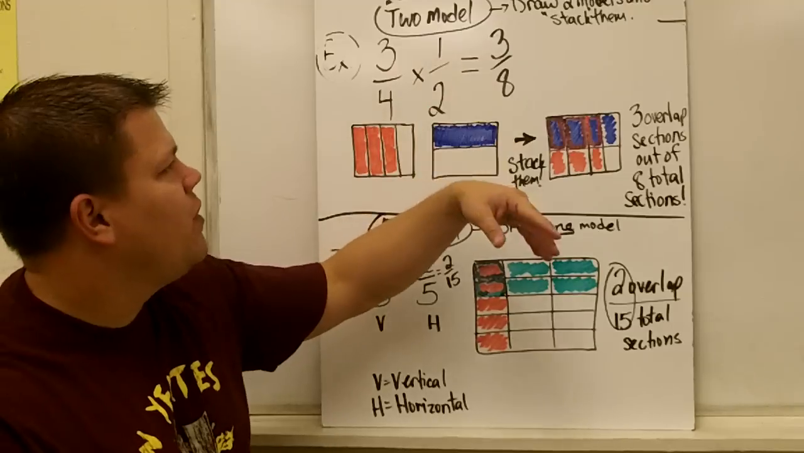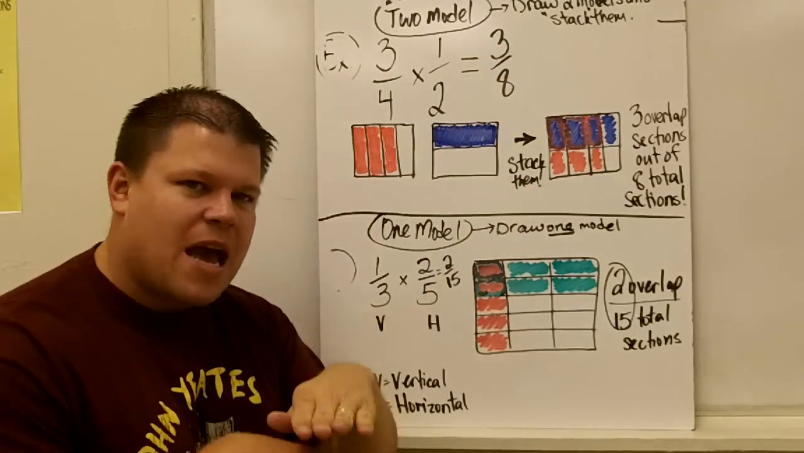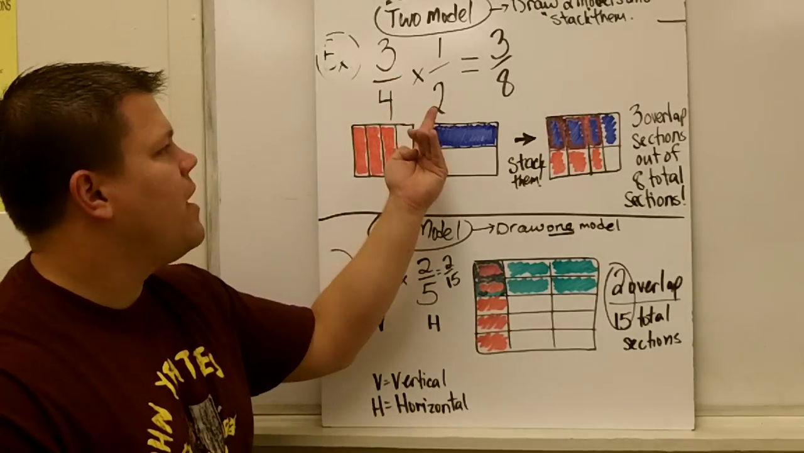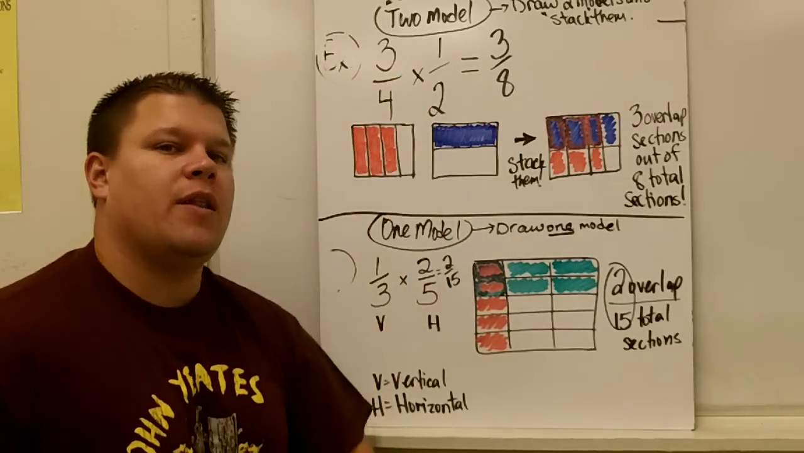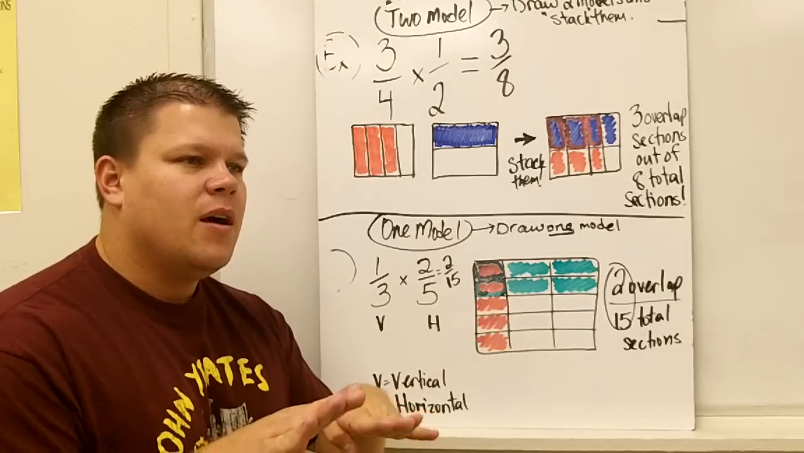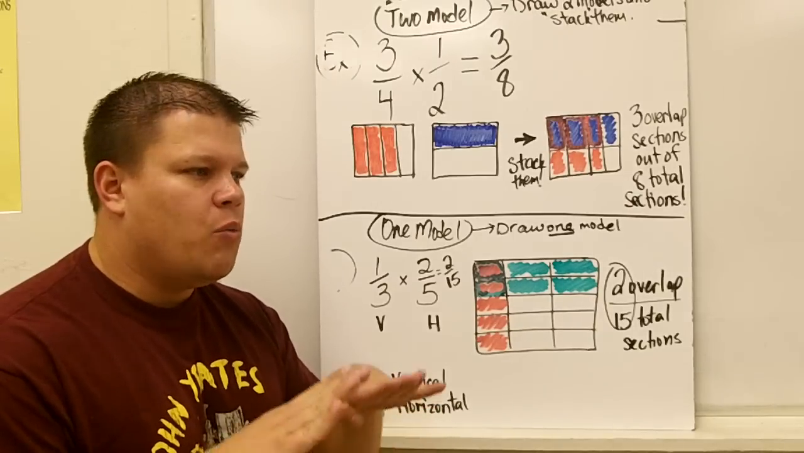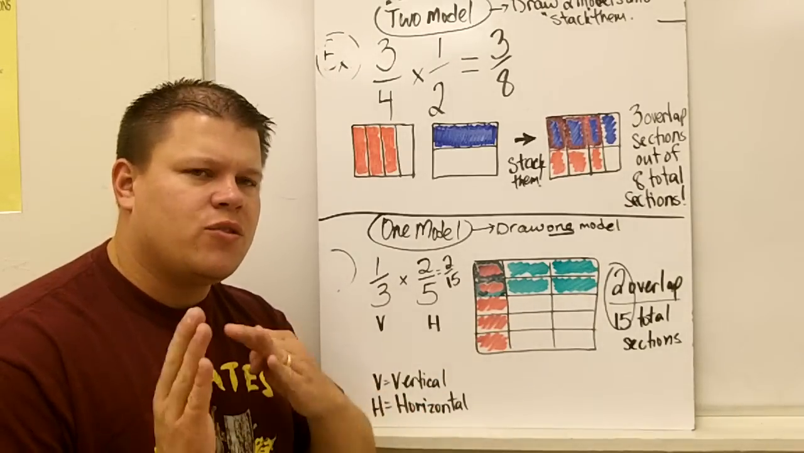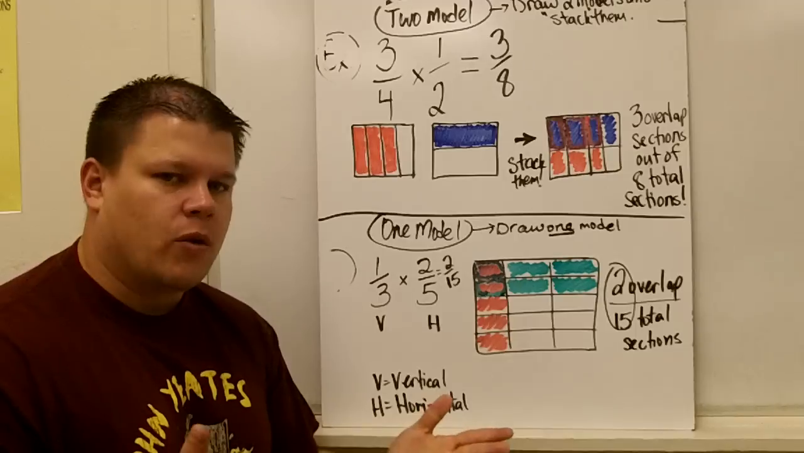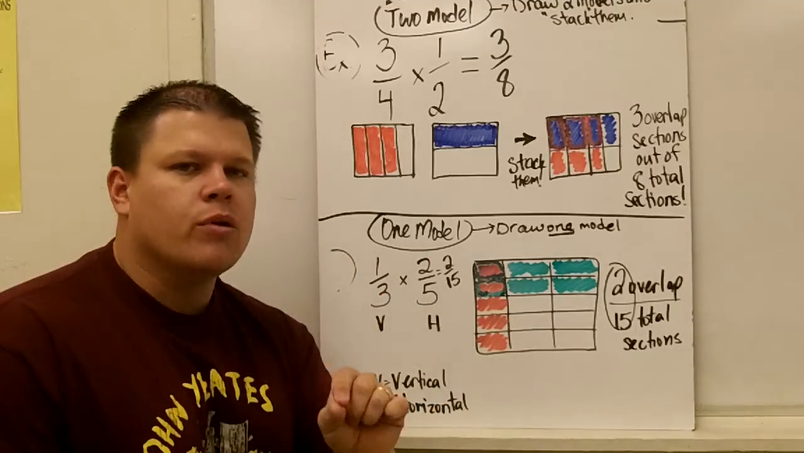For the two-model method, we're going to draw two models, and we're going to stack them on top of one another. So the example I'm providing here is 3/4 times 1/2, and the product is 3/8. And I want to emphasize that we know how to do that already. We're talking about that in class already while we teach this, so you can see that the answers should agree. So 3 times 1 is 3, 4 times 2 is 8. That's great. But can the picture prove that?